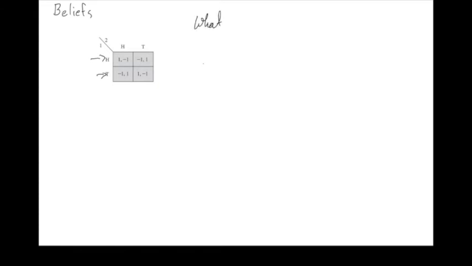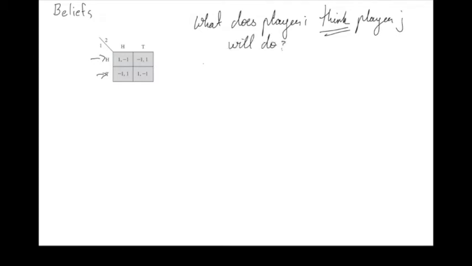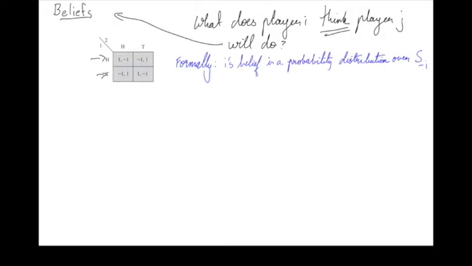So what does player I think player J will do? That's what we call a belief. Since we want to treat this in a formal mathematical way, we're going to use the notion of a probability distribution to describe player I's beliefs over what the other players are going to do. So I's belief will be a probability distribution over the strategies of other players.